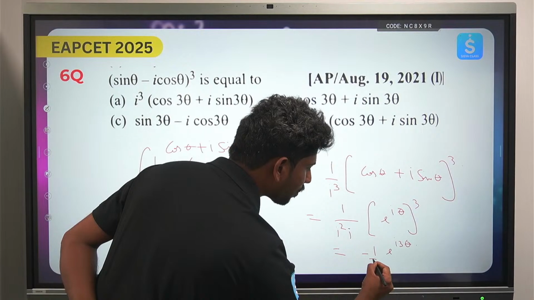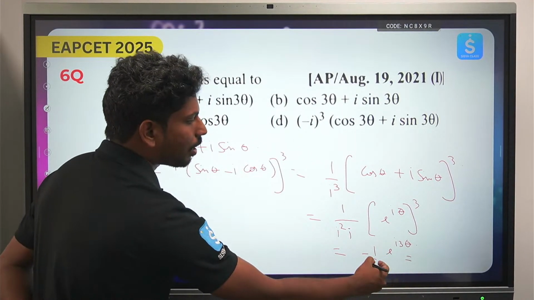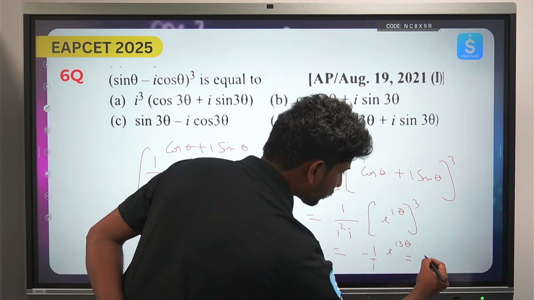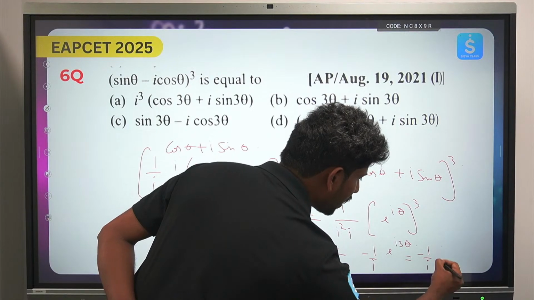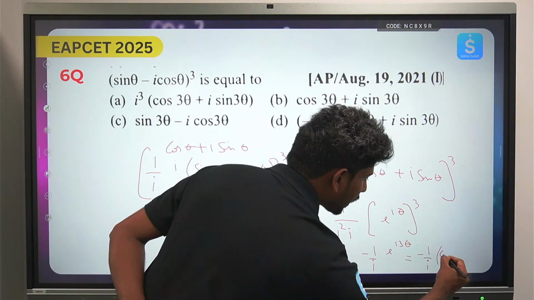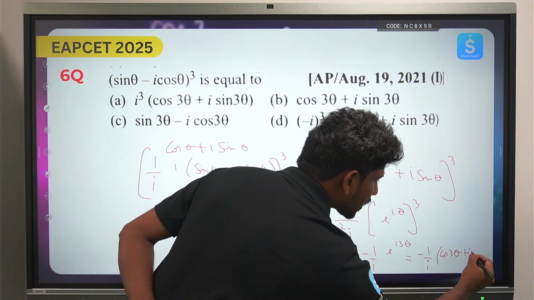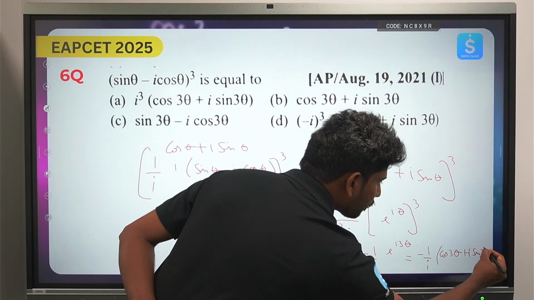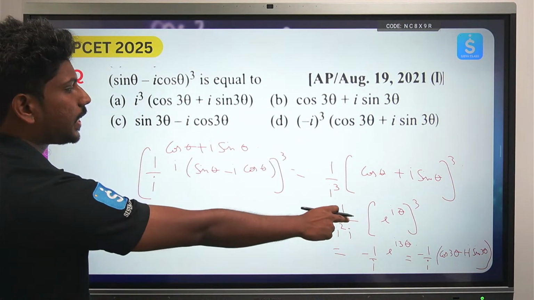So this will become minus 1 by i. So minus 1 by i times cos 3 theta plus i sin 3 theta. Okay, see here, cos 3 theta plus i sin 3 theta.